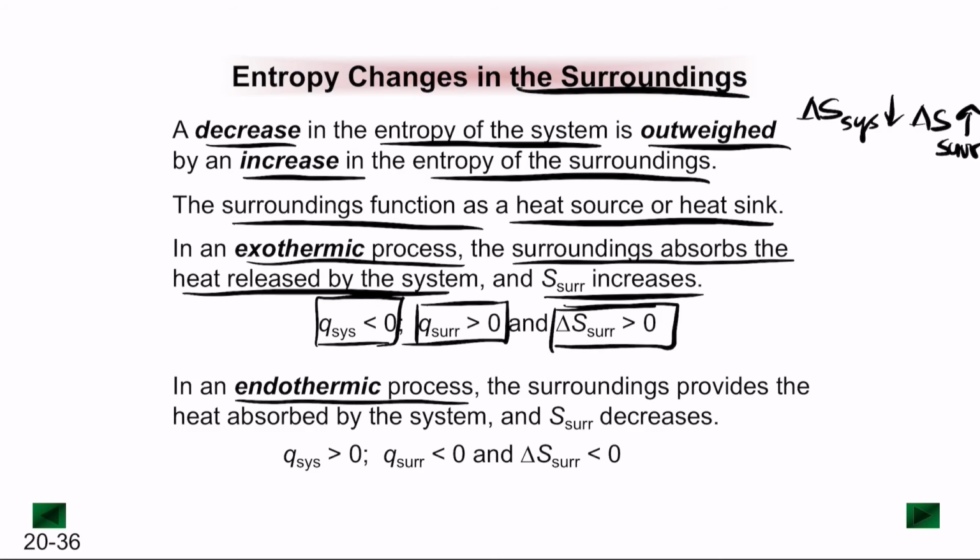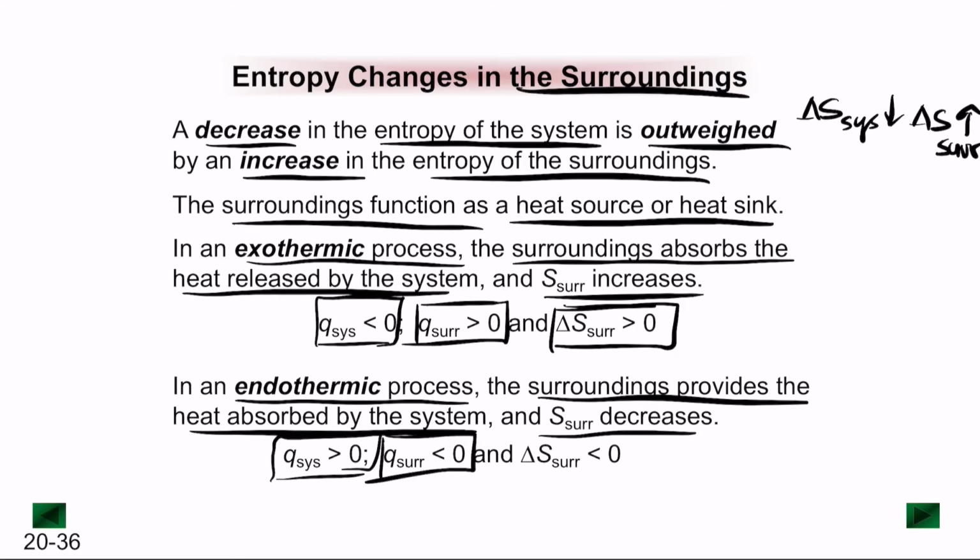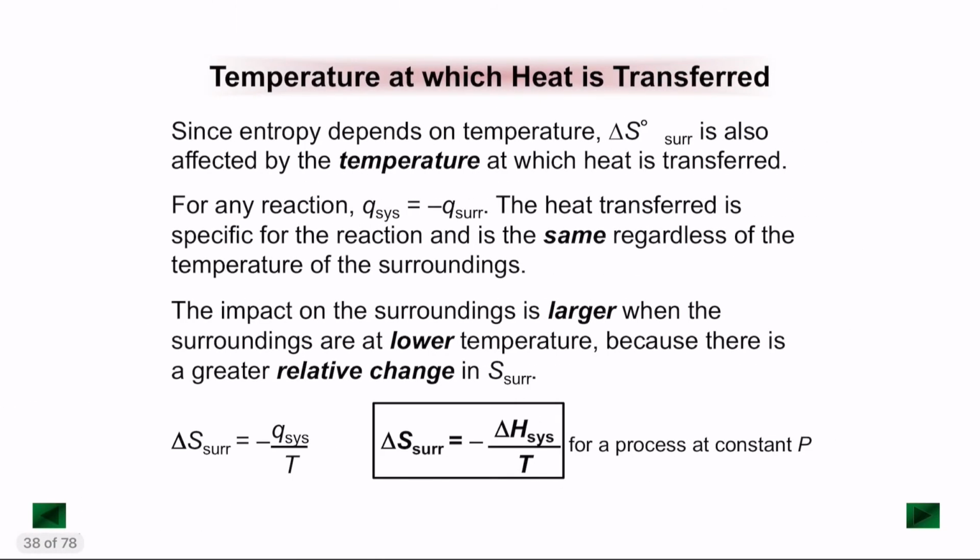Now in an endothermic process, the surroundings will provide the heat absorbed by the system. Therefore, the entropy of the surroundings decreases. So Q of the system is greater than 0, Q of the surroundings is less than 0. Therefore, delta S of the surroundings is less than 0.